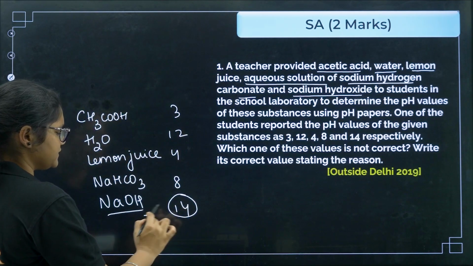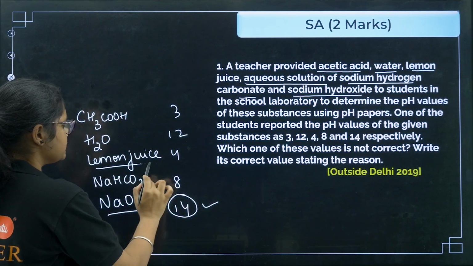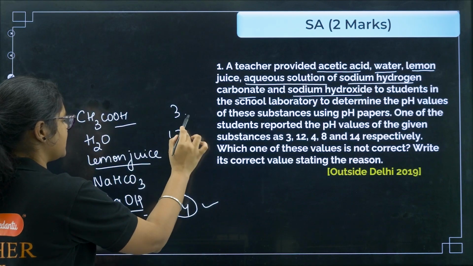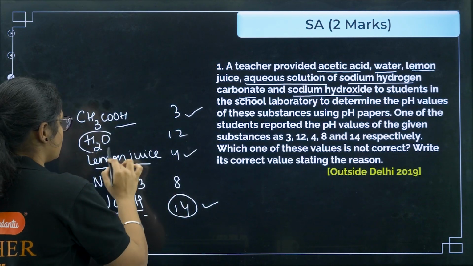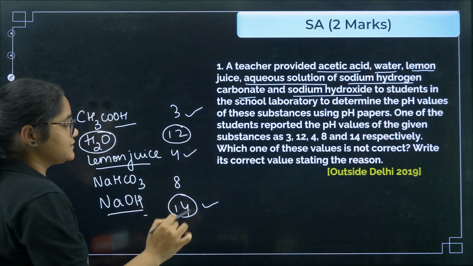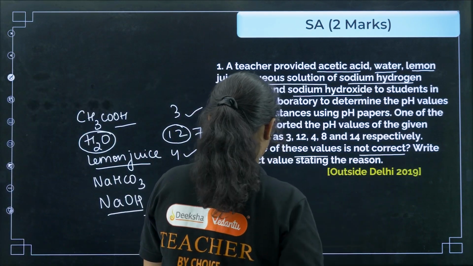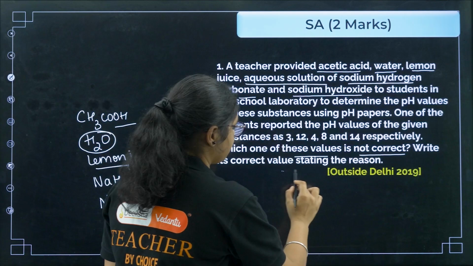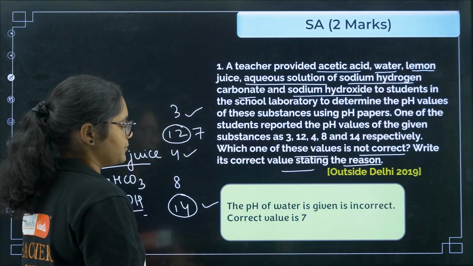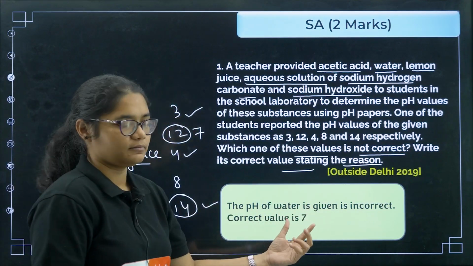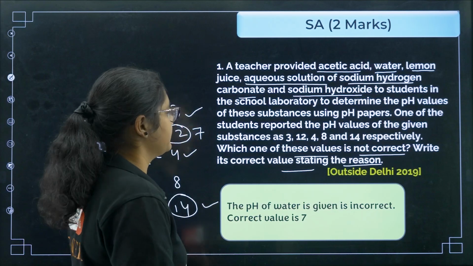Now if you see this, we can say because it is a base, this is correct. Lemon juice is an acid, it is correct. This is also acid, this is also correct. But water, if you see, the pH of water is 7, it is neutral, right? So the question is, which one of these values is not correct? Write its correct value stating the reason. So the pH of water is given incorrect, the correct value will be 7.